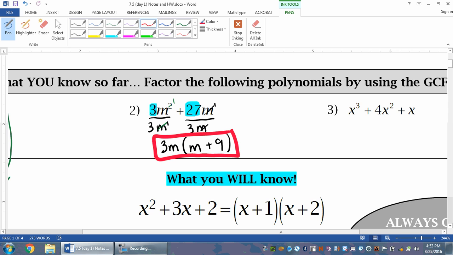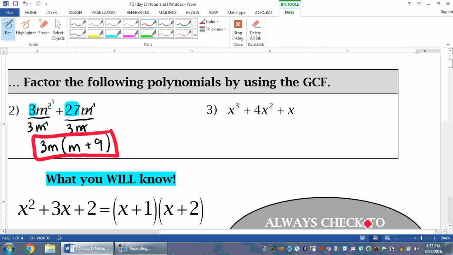All right, and lastly, looking at example number 3, you notice that they all share in common an x. Remember, x cubed, x squared, x to the first. We always choose the smallest exponent. So my smallest exponent is x. X comes outside. Now I'm going to divide. X cubed divided by x. My numerator wins by 2, because that's technically x to the first. So I have x squared.